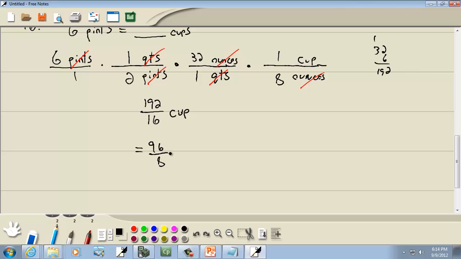96 over 8. They're both divisible by 2, at least. And actually, 96 is divisible by 8. I'm not seeing that. That gives us 12 cups.